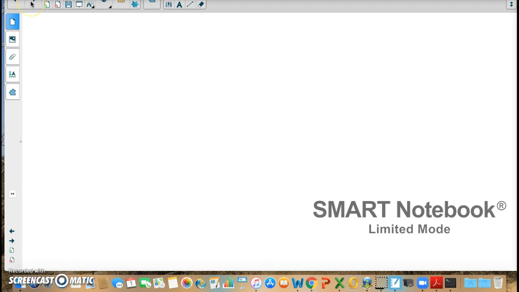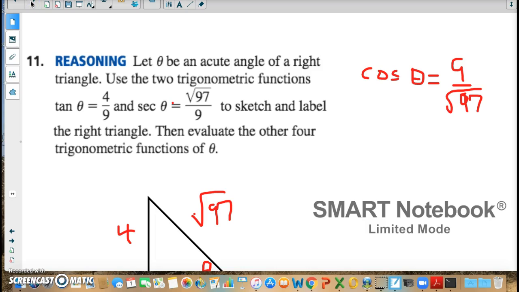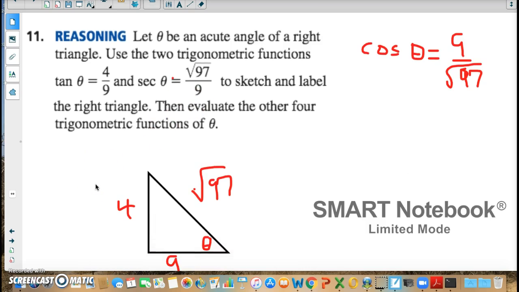Okay, so I'm going to stop here and I'm going to assign some questions from the textbook. This question number 11 I'm going to do with you, and then you're going to do some on your own. Okay, so this was telling me you're going to let theta be the acute angle of a right triangle, and you're going to have two trig functions, tangent and secant, and you're going to sketch the triangle.